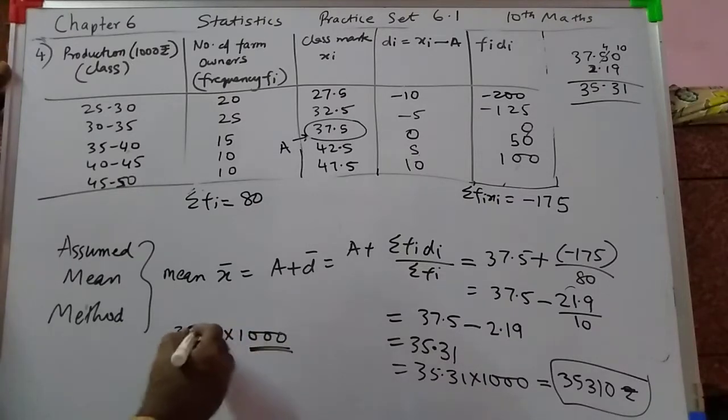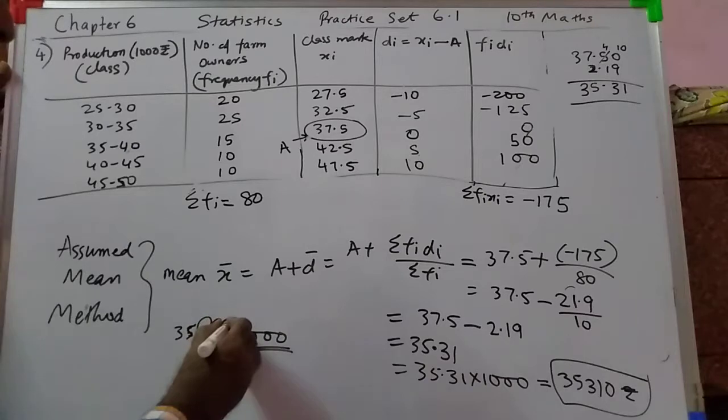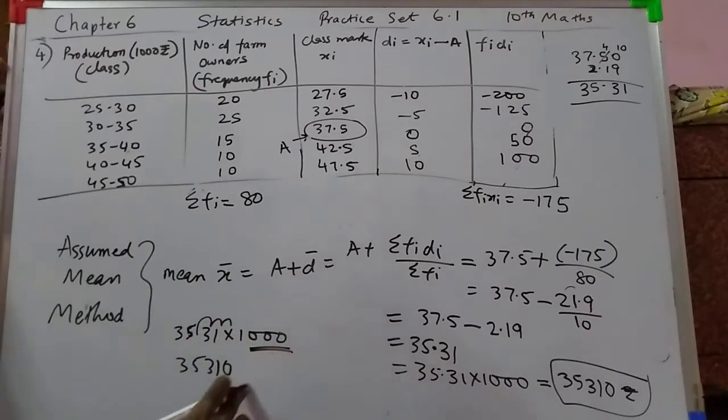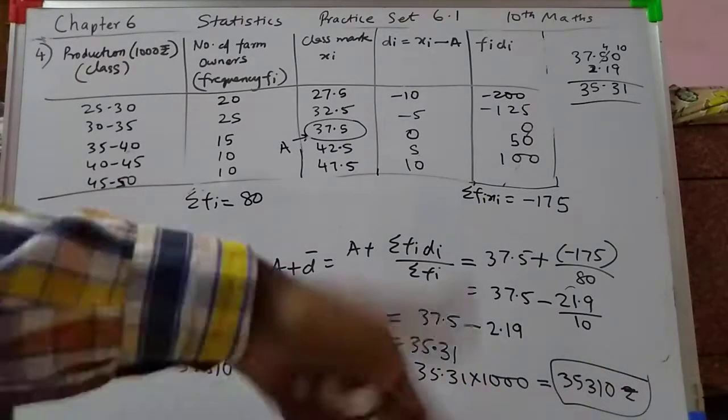30 and 123. So that is 3531, put 1 0. That's why I got it. Okay. Next we'll do the next problem.